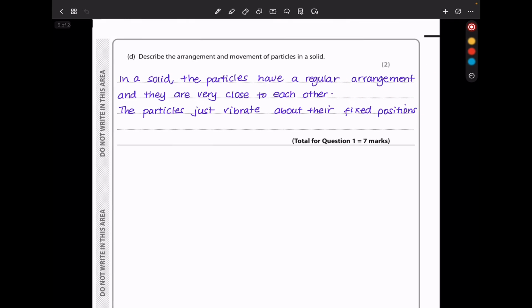And next they say describe the arrangement and movement of particles in a solid. In a solid state, the particles are going to be arranged in a regular manner and they're going to be close to each other. They will only vibrate, but they cannot move, and they're going to be vibrating around fixed positions. So this brings us to the end of question 1. Let's continue to question 2.